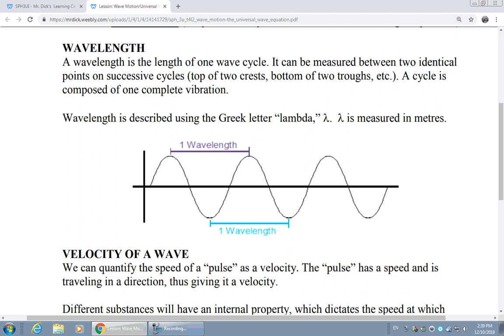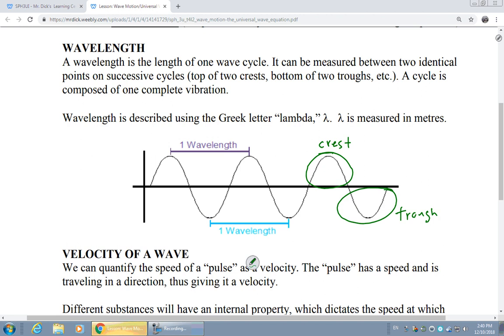So what we're trying to do is measure the distance between any two identical points in the cycle. One thing I've suggested is, for example, the top of two crests or the bottom of two troughs. Just to clarify what that means, in the picture you see, whenever you are above your rest axis, we tend to call that part of a wave a crest, and we call the part below the rest axis the trough. So what we're trying to do is trace out one full wavelength.